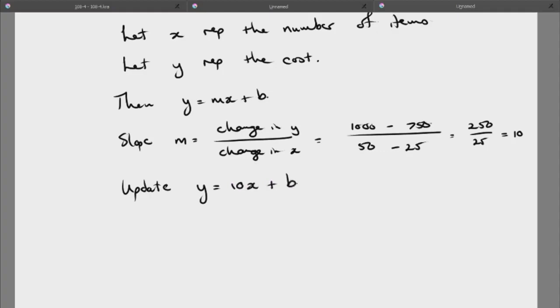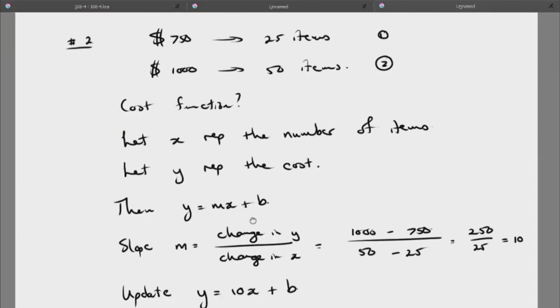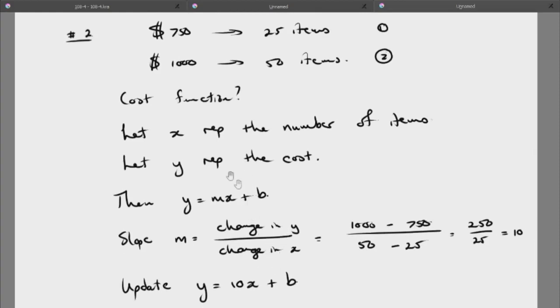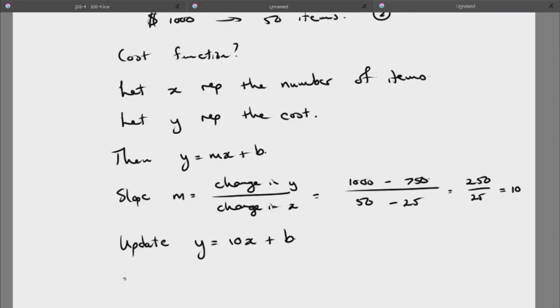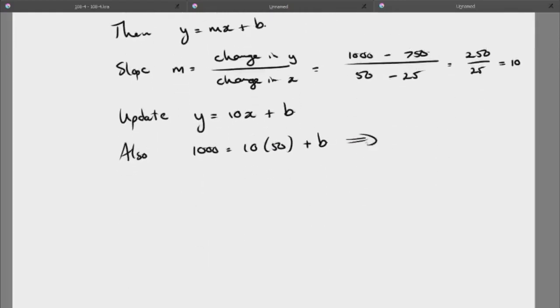10x plus, still need to find the b. So it's very similar to the question where we had 2 points. I now just use a piece of information, the first or the second one, maybe the second one, which is a little nicer, to find b. So I can say here also for $1,000, x is going to be 50, and that's going to give me my b. b is going to be, well, that's 500, so 500. And so my cost function is y equals 10x plus 500.